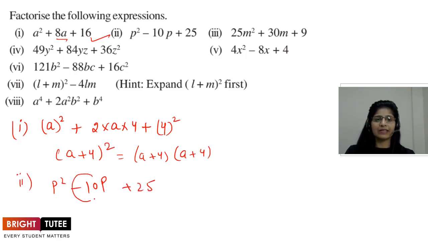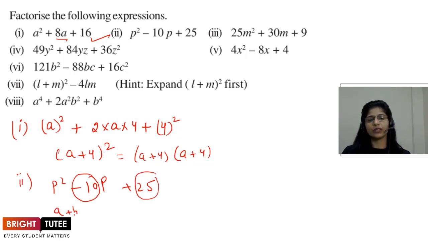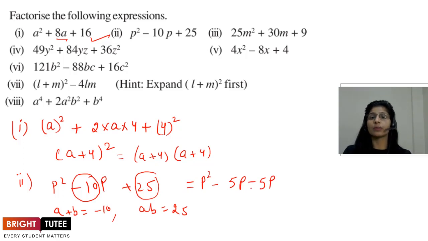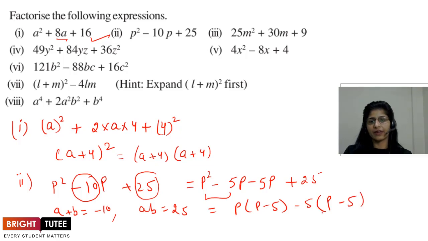You need the sum as minus 10 and the product as 25. We need two numbers a and b whose sum is minus 10 and their product is 25. So minus 5 and minus 5 give us sum minus 10 and product 25 also. So we can write p square minus 5p minus 5p, because we want minus 10p, and write 25 as it is. Out of these two, p is common, we get p minus 5. Then here minus 5 is common, p minus 5. So p minus 5 into p minus 5, right? These are the two factors, that is p minus 5 whole square.